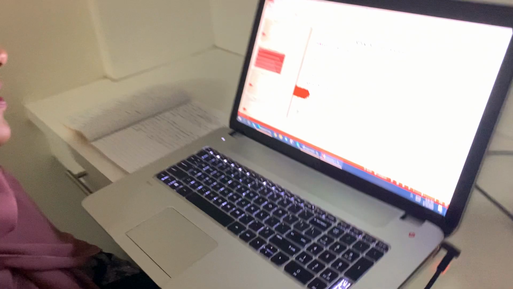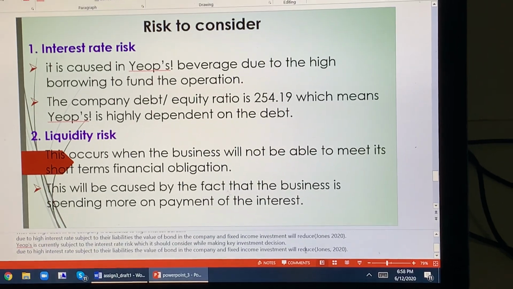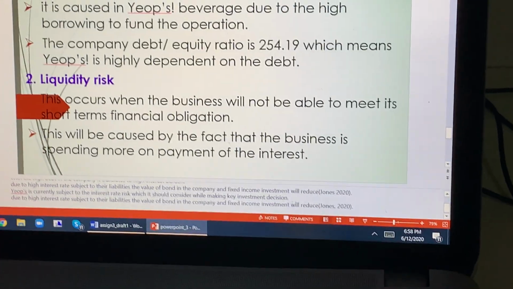So Yobs Beverage will incur high cost of the debt that they use to fund their operation. The reason is because the company uses a conventional loan with very high interest rate and thus they are subject to immense liability. With the high debt in the company, it translates to high interest burden. Due to high interest rates subject to their liabilities, the value of bond in the company and fixed income investment will reduce (Jones, 2020). Yobs is currently subject to the interest rate risk, which it should consider while making key investment decisions. Due to high interest rates, subject to their liabilities, the value of bond in the company and fixed income investment will reduce (Jones, 2020).